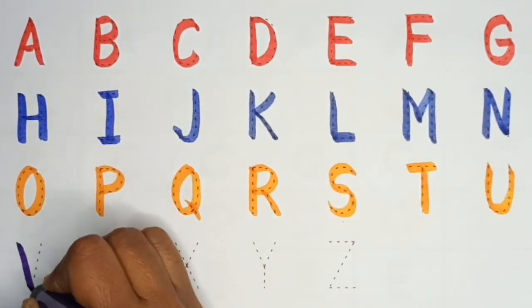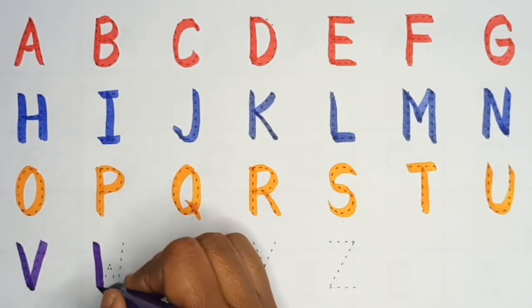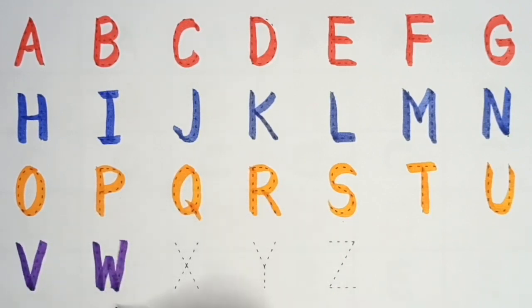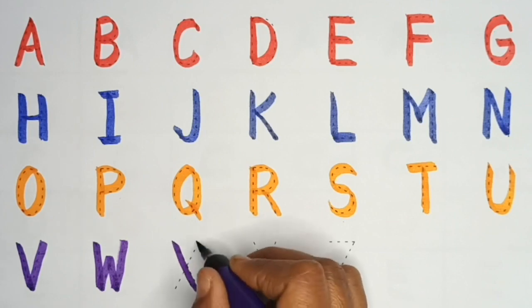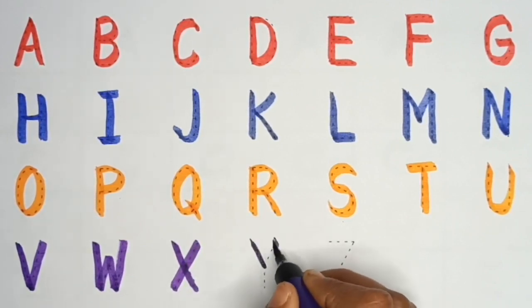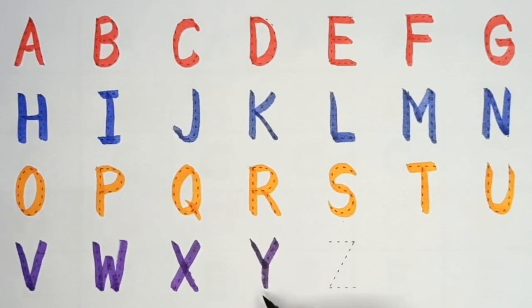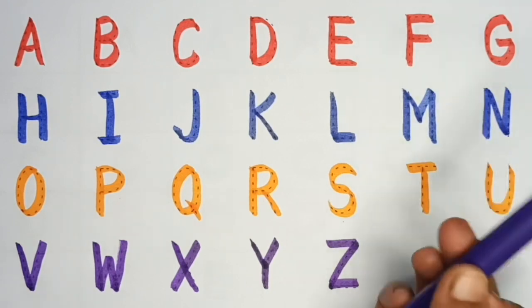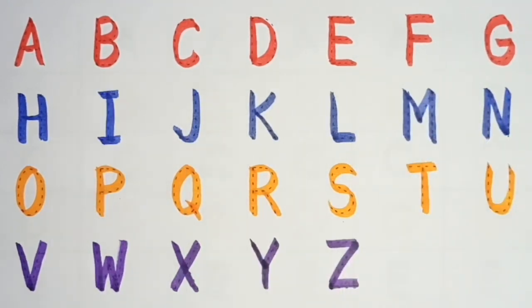V, V for van. W, W for watch. X, X for xylophone. Y, Y for yak. Z, Z for zebra. Violet color.